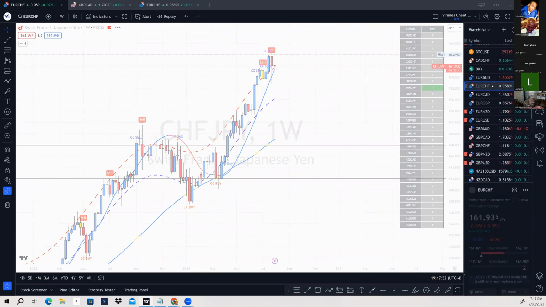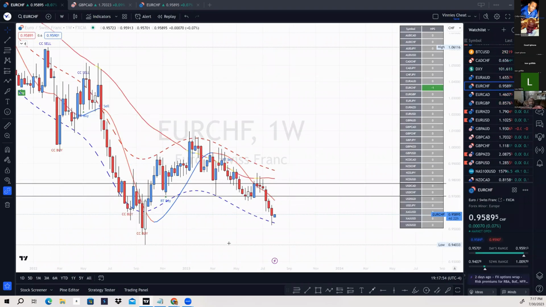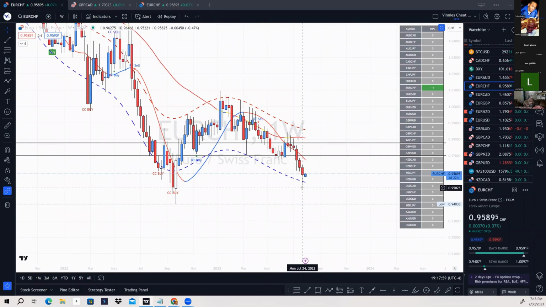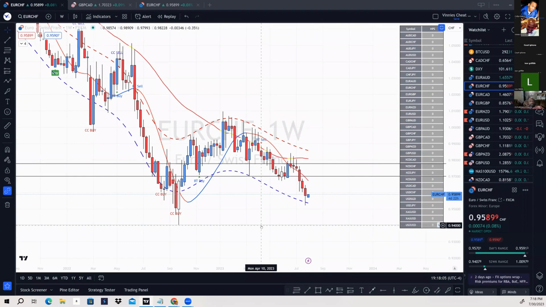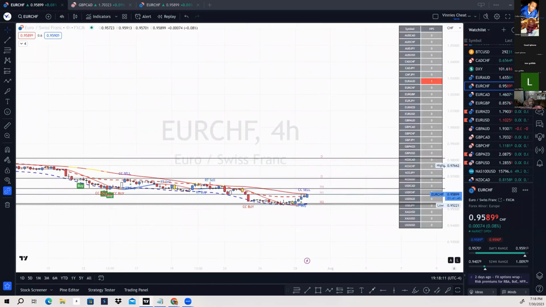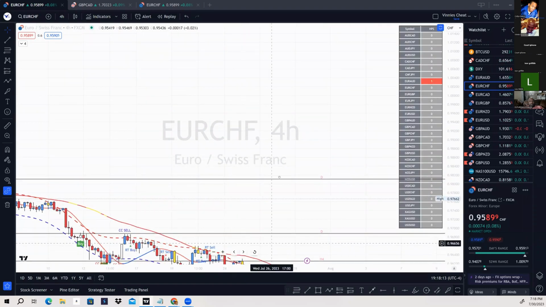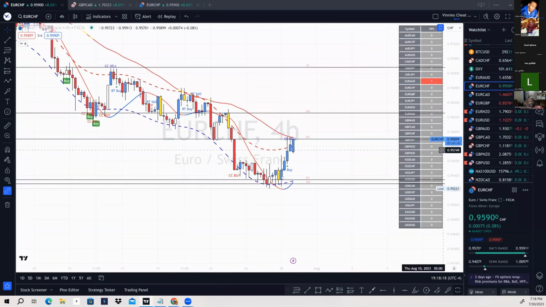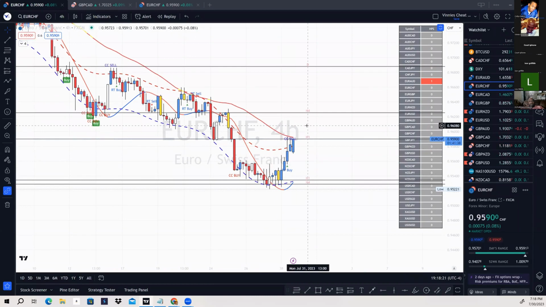Let's go to the Euro CHF real quick. We can see that price is outside of the band here. This is telling us to buy Euro CHF on a weekly time frame. Again, the daily is telling us the exact same thing. We go down to the 4 hour time frame, and we can see that we had a cheat code buy signal. Here price came back down to retest, and we are headed up on Euro CHF.